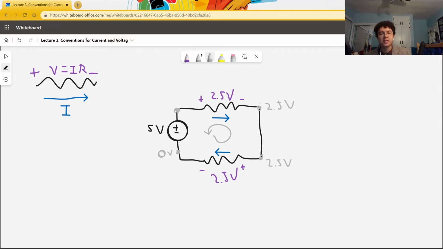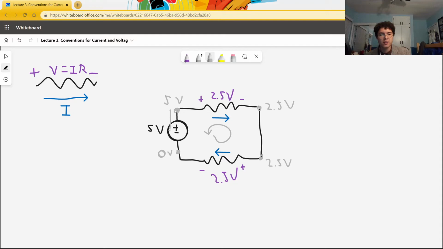And again, when we go in this direction and pass through this resistor, we're going from a negative terminal that we wrote down to a positive terminal. So we're going up from negative to positive, so we're increasing by 2.5 volts. So here we should have 5 volts.